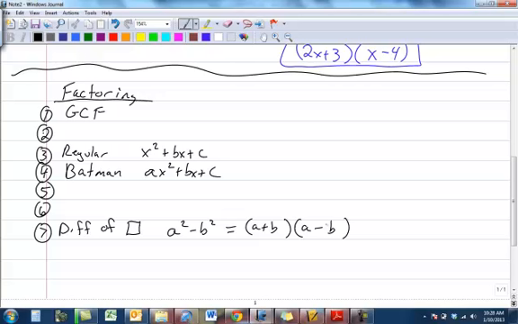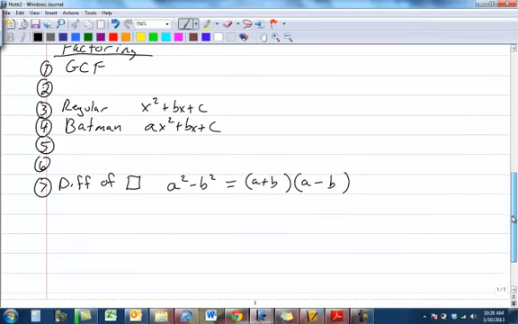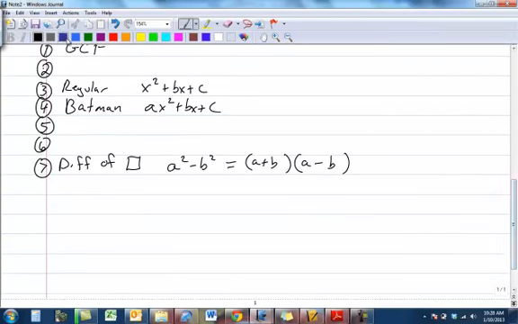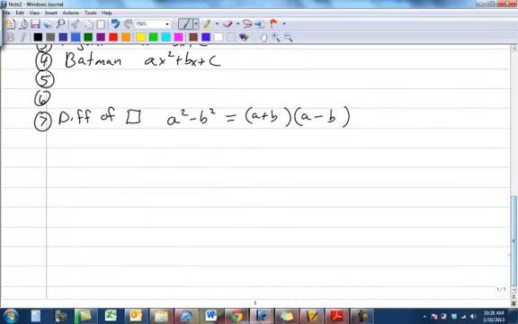All right, so those are the 4 ways that we have. We're going to start off with number 5 today. Number 5 is called the sum of cubes.